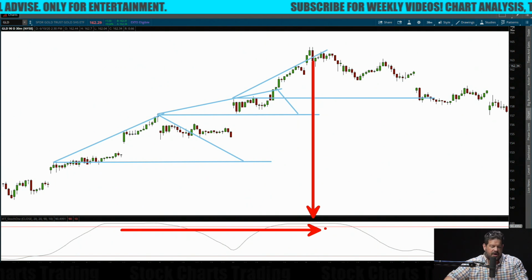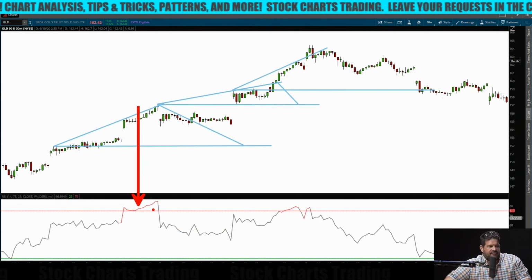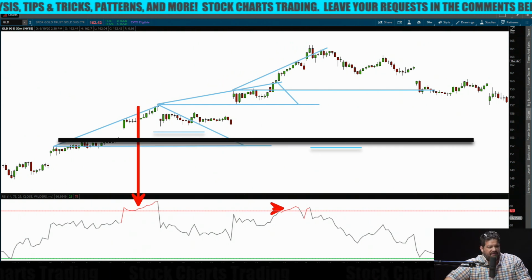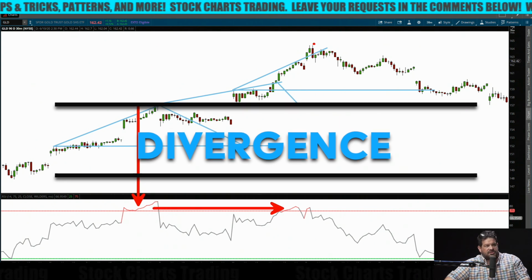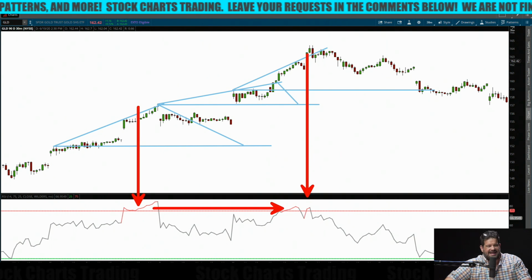Let's take a look at the RSI. We have the same exact thing. We have the Wolfe pattern set up. We have the RSI overbought right here. And then what do we have? We have the divergence, which got us into this trade, which this trade then worked off of the RSI divergence.